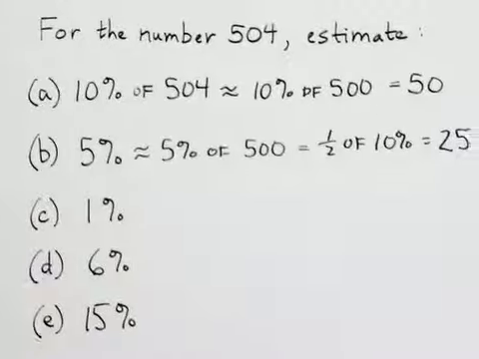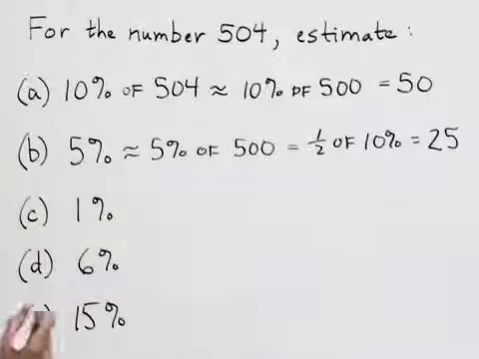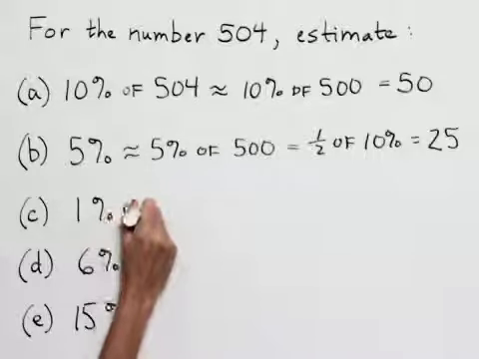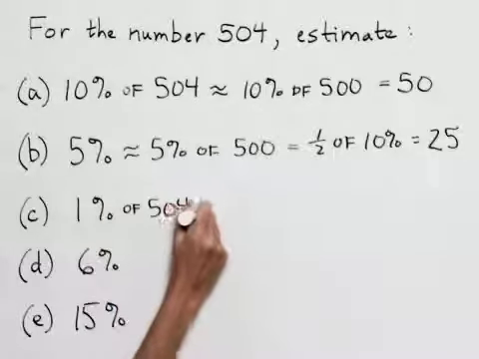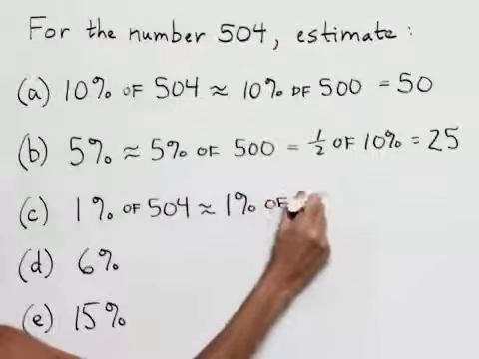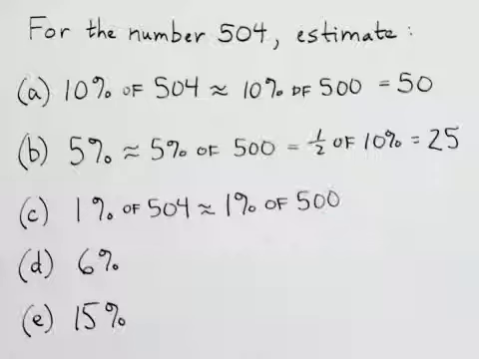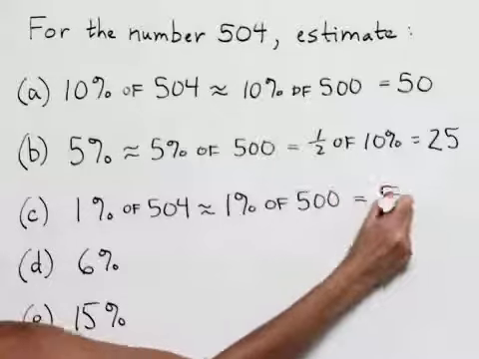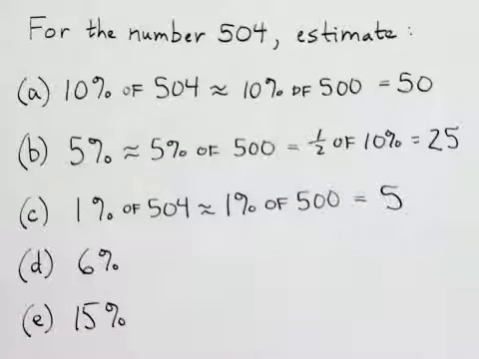Now let's look at Part C. We want to find 1%. Again, we're going to use the estimate to find 1% of 504. We're going to estimate that as finding 1% of the value 500. To find 1%, we're going to delete the last two digits. So therefore, we come up with a value of 5 as our estimate.